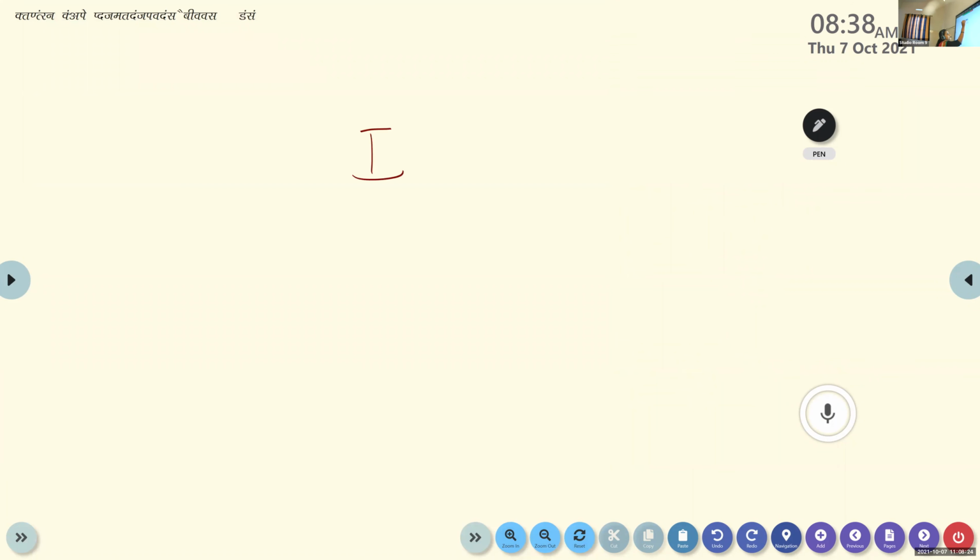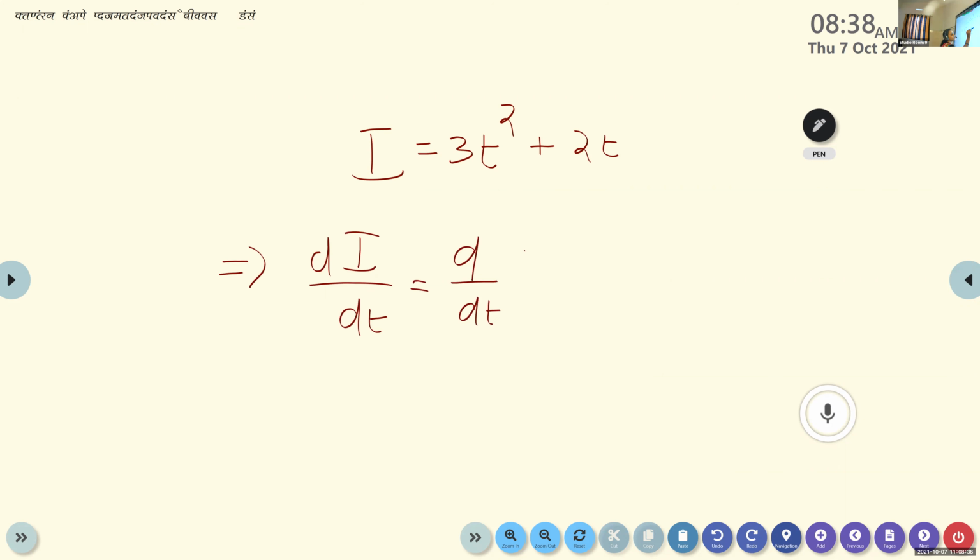So here I is equal to 3t square plus 2t, which implies di by dt is equal to d by dt of 3t square plus 2t. Find the derivative of each term present in this equation. It becomes d by dt of 3t square plus d by dt of 2t. What is the derivative of the first term? D by dt of 3t square.